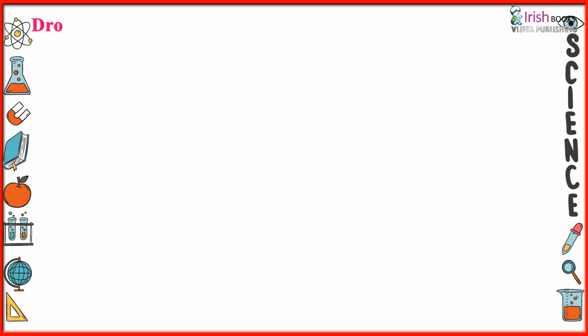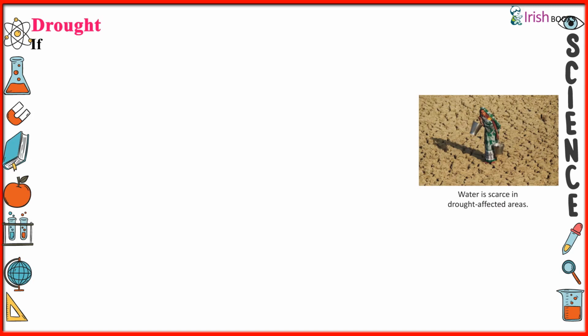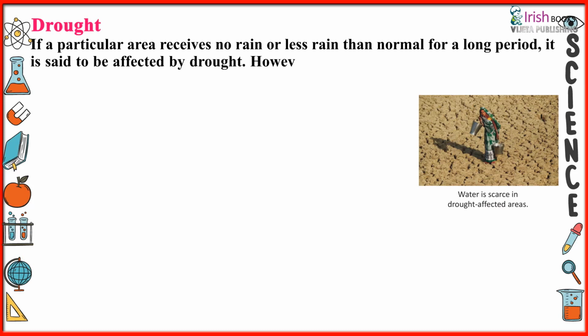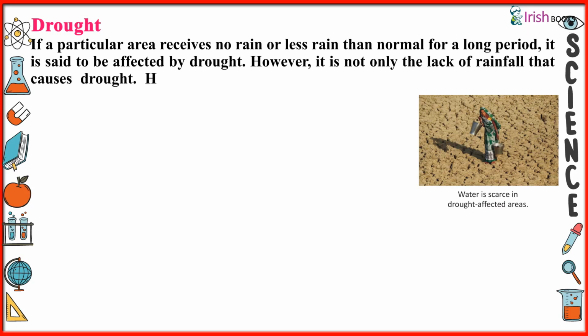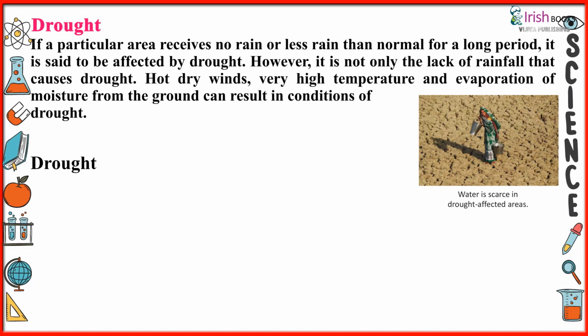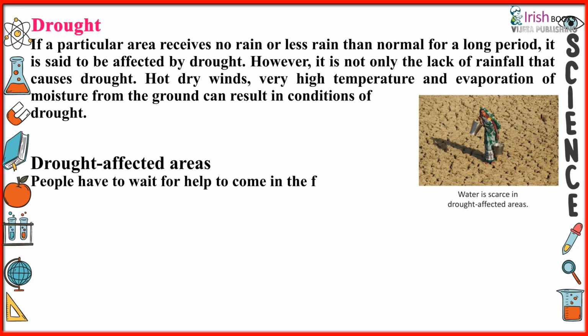Drought. If a particular area receives no rain or less rain than normal for a long period, it is said to be affected by drought. However, it is not only the lack of rainfall that causes drought. Hot, dry winds, very high temperature, and evaporation of moisture from the ground can result in conditions of drought. In drought affected areas, people have to wait for help to come in the form of food, water, and medicines from neighboring places or international agencies.